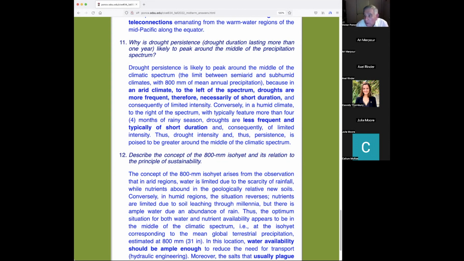The droughts are more frequent to the left of the climatic spectrum. Why? Because of the aridity. The aridity causes more frequent droughts. No question about that. We know that in Russia, they have a lot of arid, ex-Soviet Union.